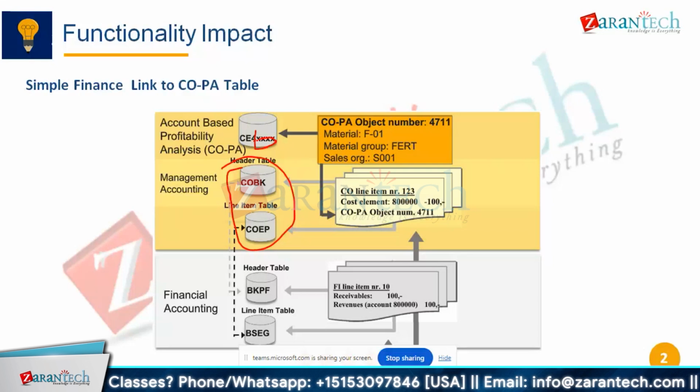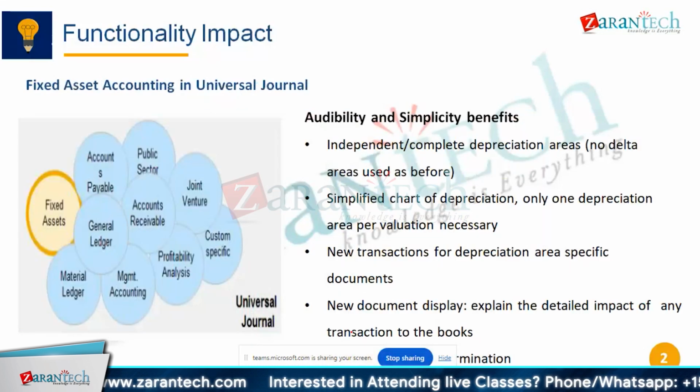But now in S4HANA, this can be stored and viewed in the same table in SAP itself. COPA related fields are also visible there. Financial accounting, BKPF and BSIS. Fixed asset accounting in universal journal. So auditability and simplicity benefits.